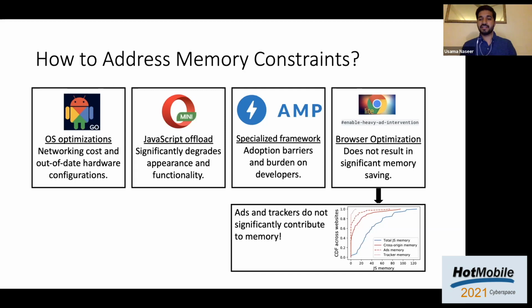So this figure has JavaScript memory on the x-axis. And for this figure, we classified the JavaScript into three categories. One was JavaScript fetched from cross origin. The second is ads, and the third is trackers. So what we see here is that for the median case, ads and trackers do not significantly impact memory. There's only a small number of websites at the tail that do have significant ads and tracker-related memory overheads. But for the median or for the rest of the websites, it's not significant.